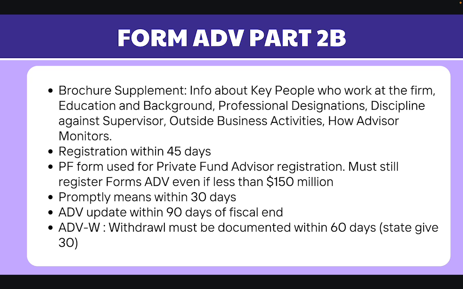The PF form, which is the private fund form used for private fund advisor registration. You must still register the form's ADV, even if you have less than 150 million. Promptly means within 30 days. ADV update has to be done within 90 days of the fiscal year end. An ADVW is a withdrawal that must be documented within 60 days. And in the state, they give you 30.